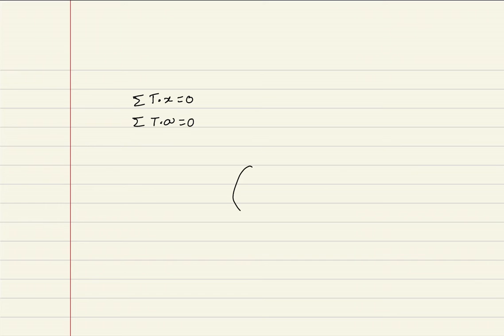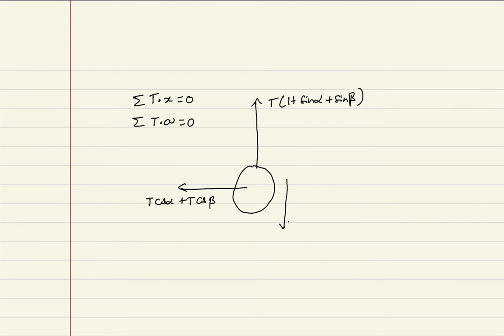Now, if you see, on the disc the net tension force along the x-axis is T cos alpha plus T cos beta. And the net tension force along the y-axis is T into (1 plus sin alpha plus sin beta). I have taken the acceleration in the downward direction along the y-axis, and the acceleration on the x-axis I have taken to the left side.